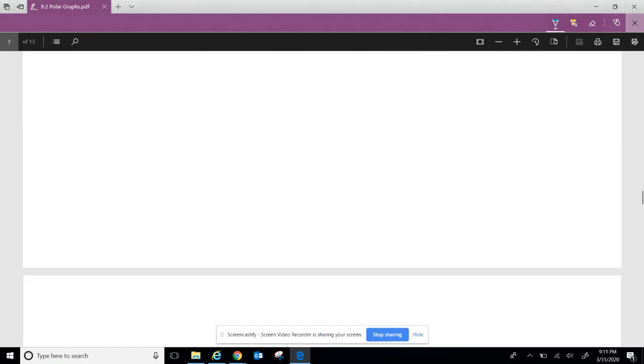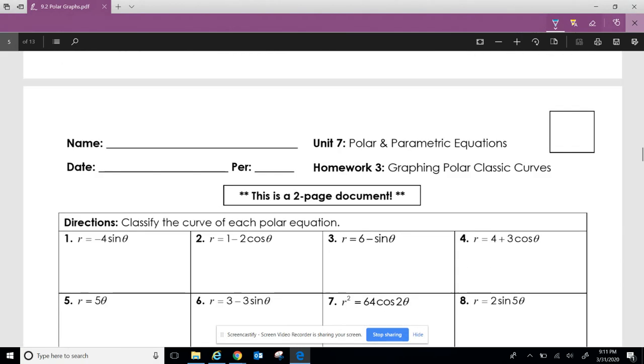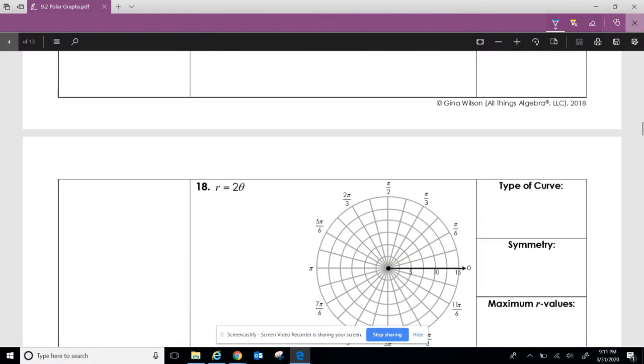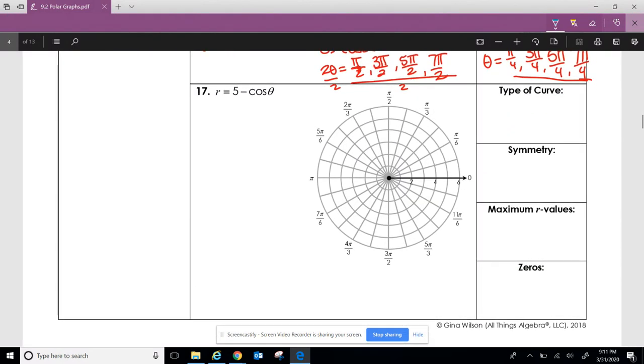Welcome back, Pre-Calculus. We are on number 17 of 9.2. If I can find it again. All right, for this one, we got r is equal to 5 minus cosine theta.